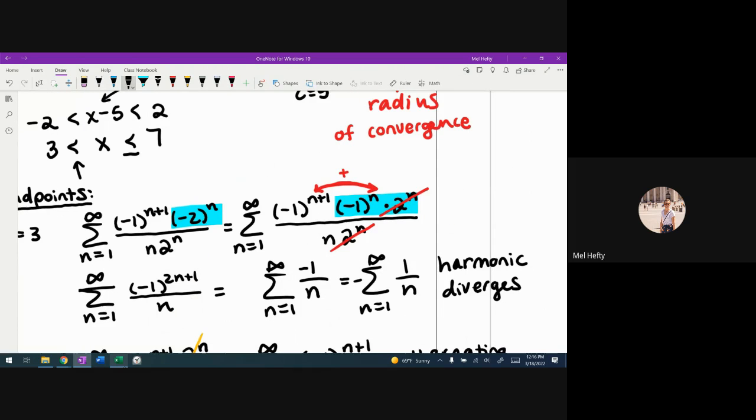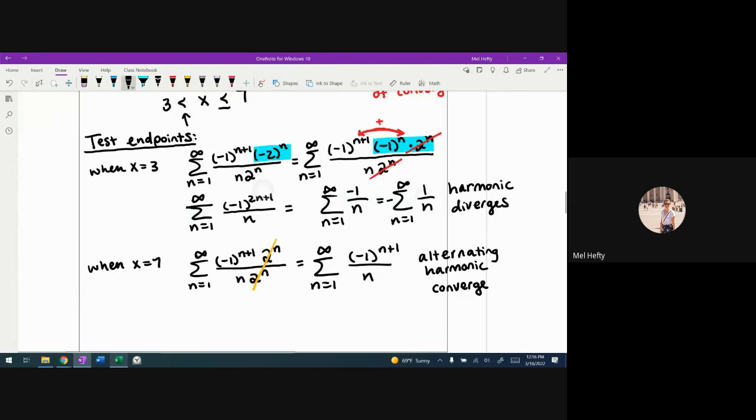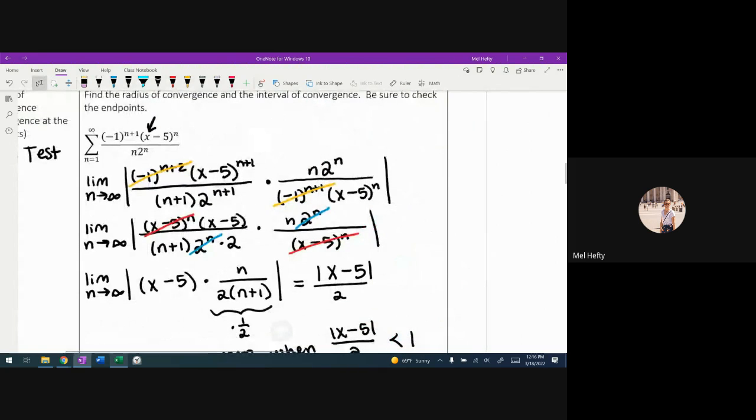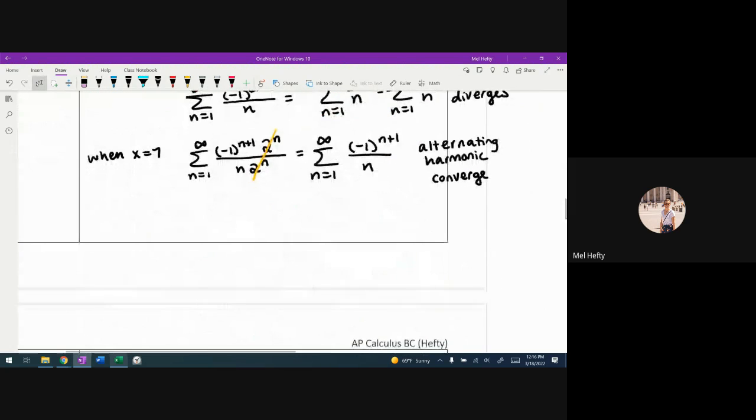So let's talk about what I learned. If I'm answering this question, the question asked me for the radius of convergence and the interval of convergence. So my interval of convergence will be 3 up to 7, including 7. If you're a fan of interval notation, you could also write it like this.